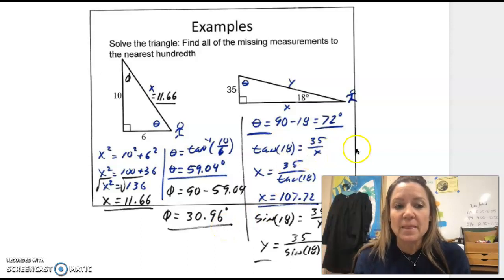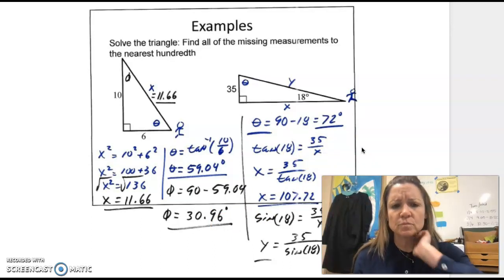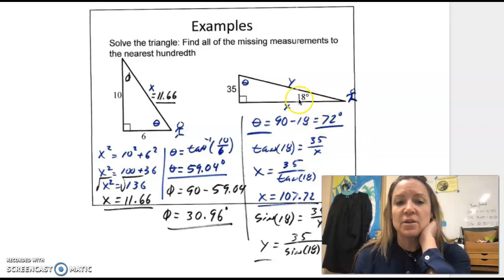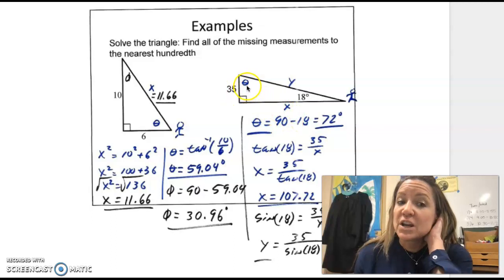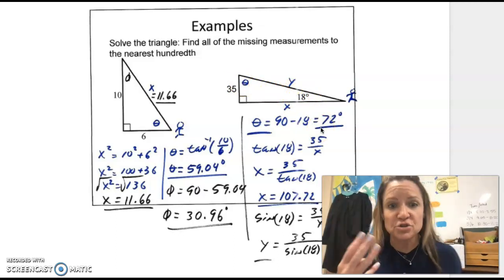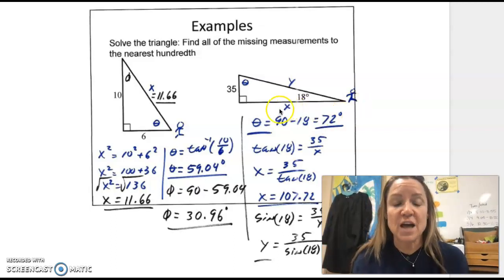Okay, and then the last problem, this time they're giving us an angle measure and 1 of the sides. So to get the third angle measure, we know this one's 90. That means these 2 are left for a combination of 90. So 90 minus 18 is 72. Now we have all 3 angle measures, and we just need the 2 other sides. So let's solve for x first.